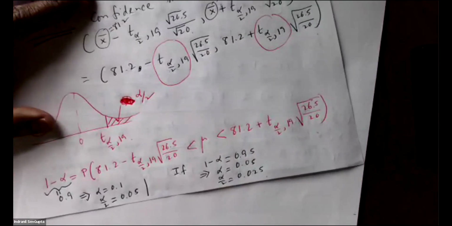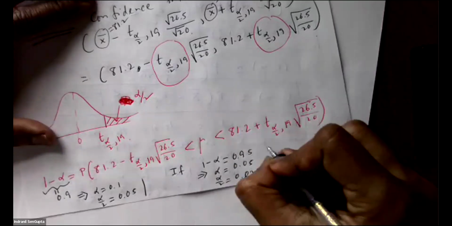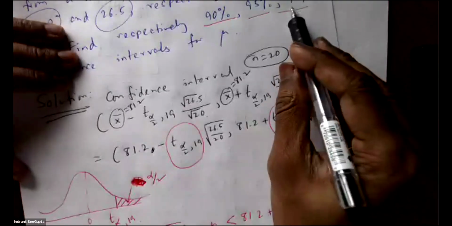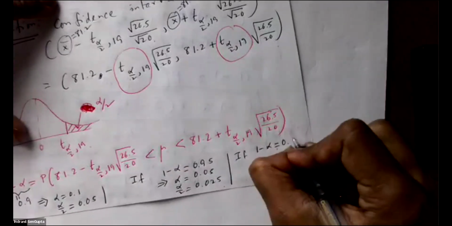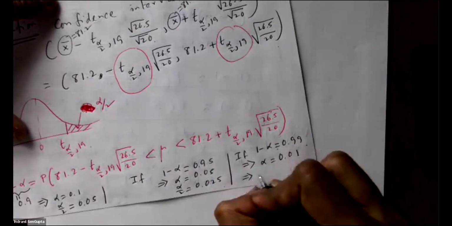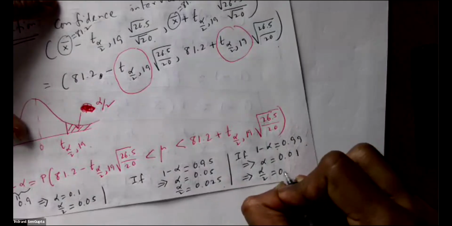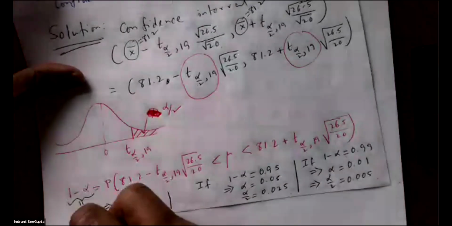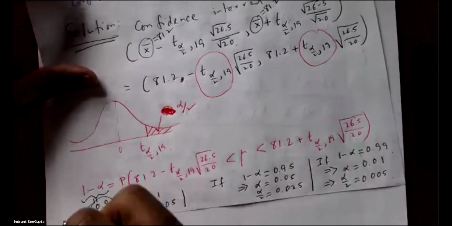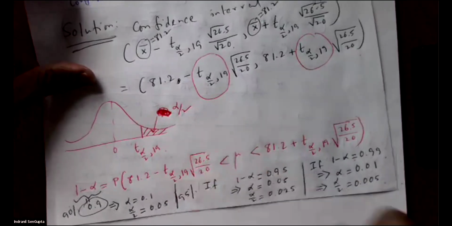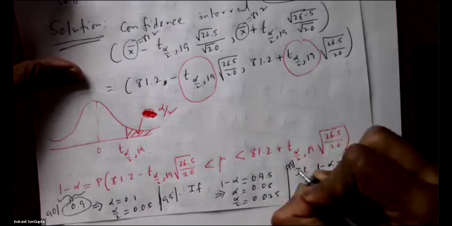Right? And for the third case, if 1 minus alpha is the 99% confidence interval, so it's 0.99. So that means my alpha is 0.01, and that means my alpha over 2 is 0.005. Three different cases depending on the three confidence intervals. So it can be 90%, and this is the 95% confidence interval case, and this is the 99% confidence interval case. Right?